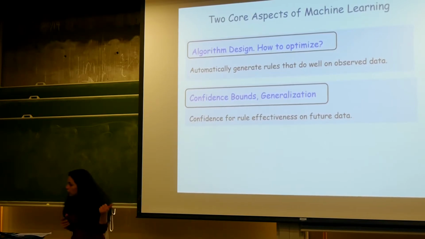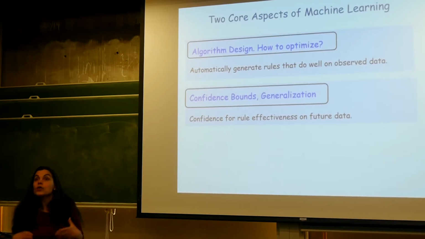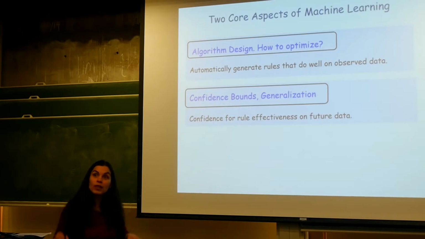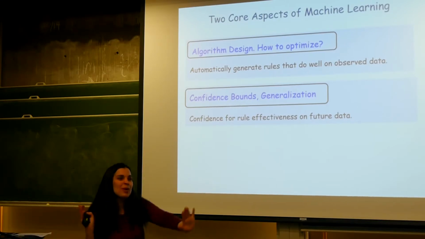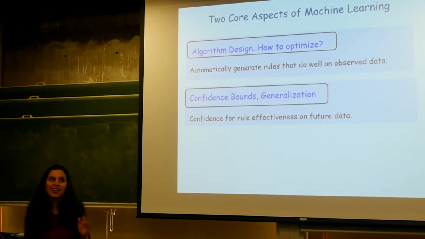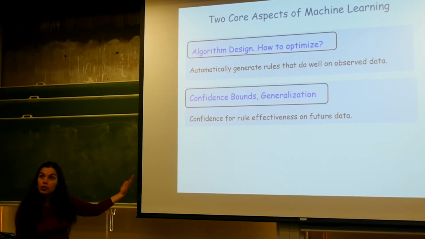Now, question number two, and it's equally important, and Tom talked about it already, is the confidence bound or generalization guarantees or sample complexity question, which asks how many training samples do we need to see in order to be confident that if we find the rule that does well over the training set, we'll also do well in the future. Okay, this is exactly what Tom just talked about. Okay, cool. So these are two key questions in supervised machine learning and in machine learning more generally.